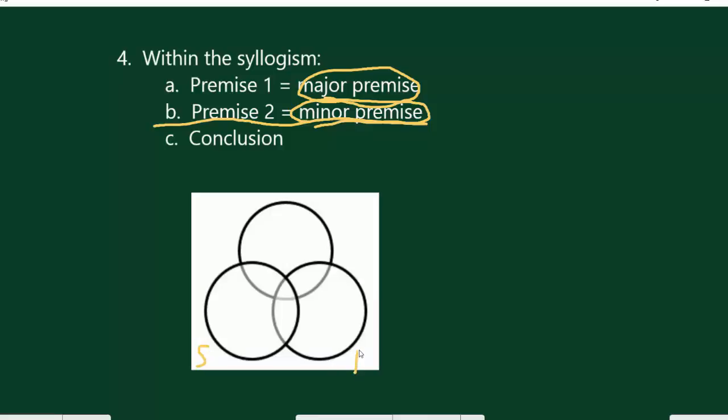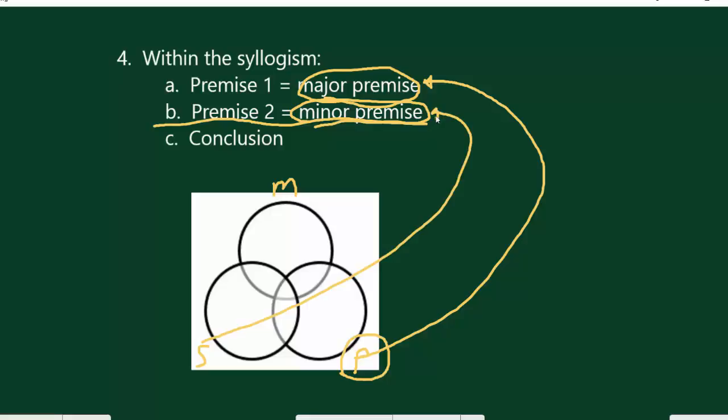And when we get to diagramming, our left circle will correspond to the subject term of the conclusion. The predicate term of the conclusion will be the right circle. And then the middle circle is going to correspond to what we call the middle term. The major premise is going to contain the predicate term of the conclusion. The minor premise is going to contain the subject term of the conclusion, and they both are going to contain the middle term. That's the common ground that the premises have to work with one another to get us to the conclusion.